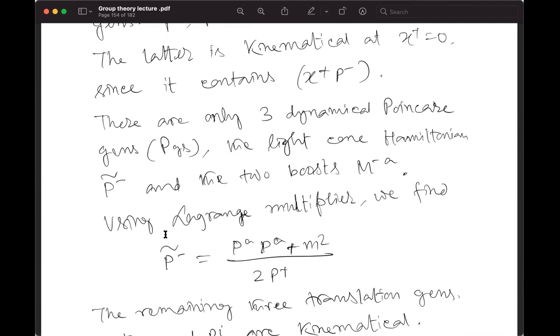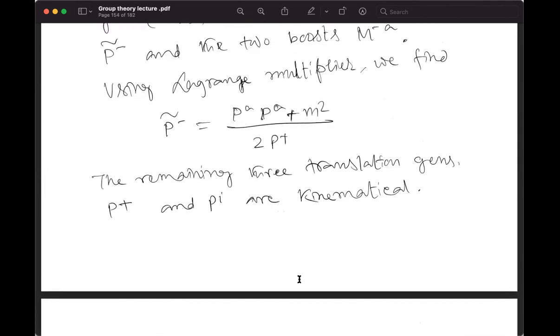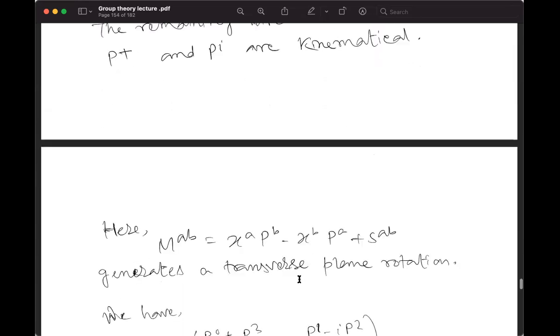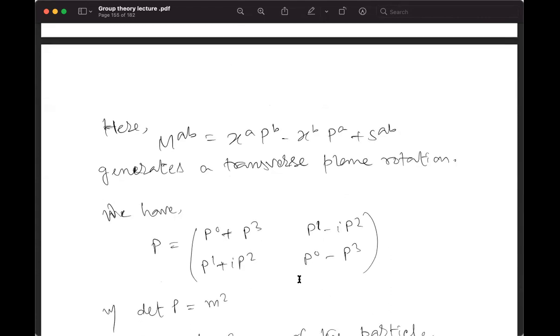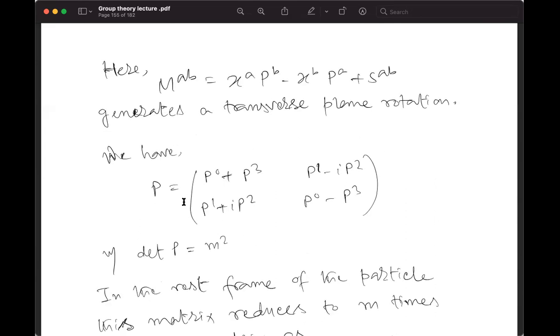So now, using this Lagrange multiplier as in the previous case, we can have a well-defined P minus tilde, which is (P^a squared plus M squared) by P plus. The remaining 3 kinematical generators are P plus and P^i. They are basically here: M^{ab} equal to x^a p^b minus x^b p^a plus S^{ab}, that generates a transverse rotation. Now we can write it down as P in this particular form and determine that P squared is M squared.